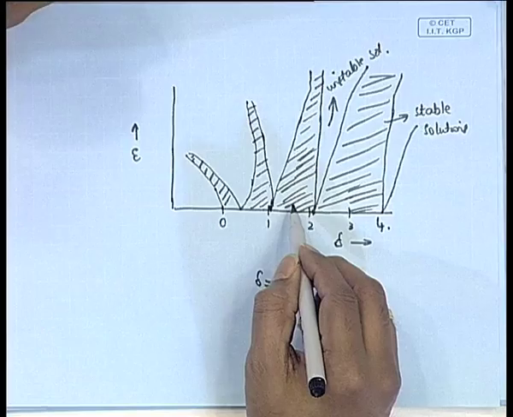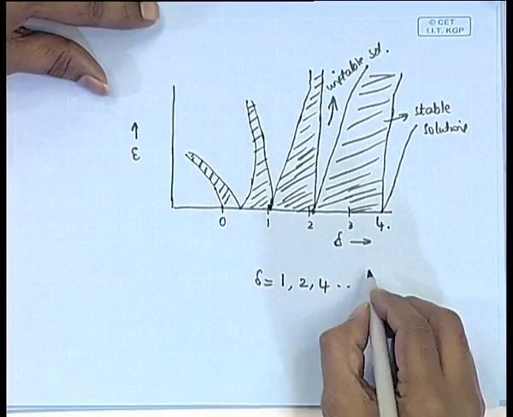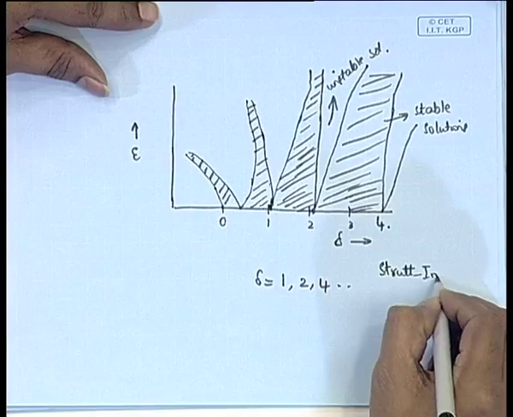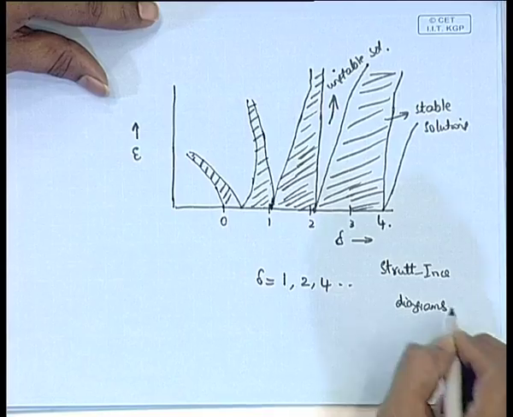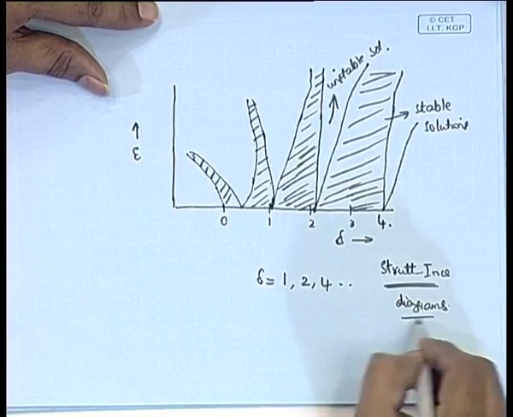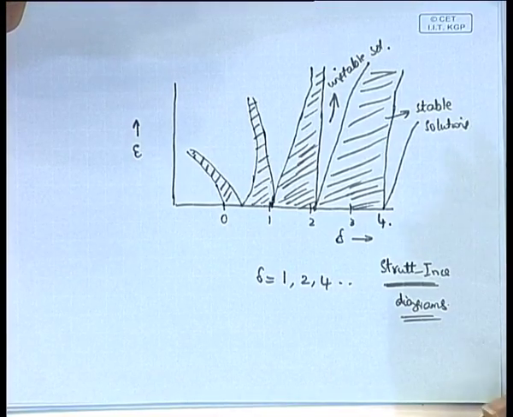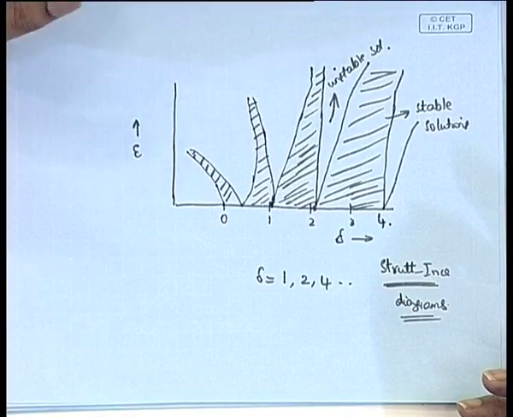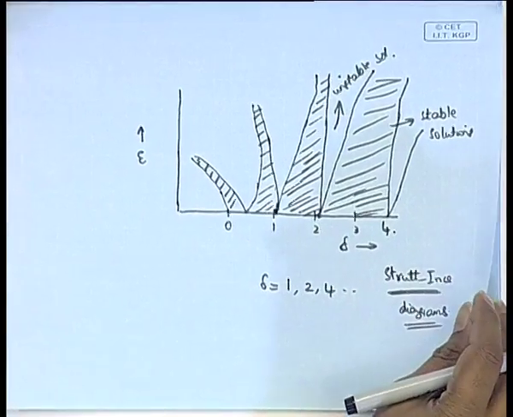These diagrams which draw the variation between delta and epsilon are known as Strutt-Innes diagrams. It will be helpful to remember this name. This is known as the Strutt-Innes diagrams. These are diagrams which represent the regions of stable and unstable solutions for this Mathieu's equation.